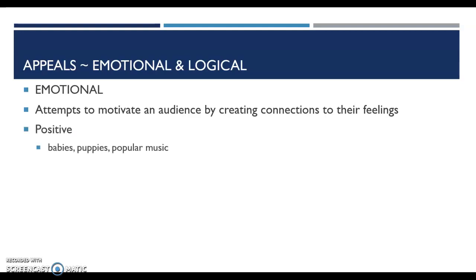This is the easiest way to persuade somebody. Humans are naturally emotional, so tapping into this makes them want to do what you're asking them to do. So there's two different sides to emotional. There's positive emotional ones. You see babies, people get happy, or puppies, or popular music. It gets you in a good mood, or it makes you think about a happy time you had with your friends. There's also negative emotional appeals, like guilt.